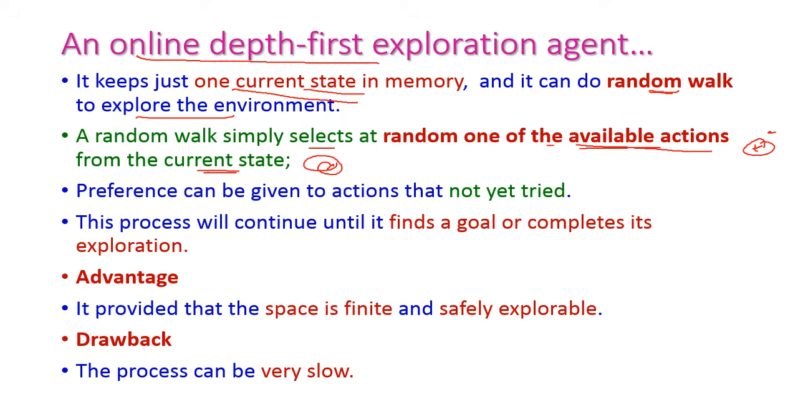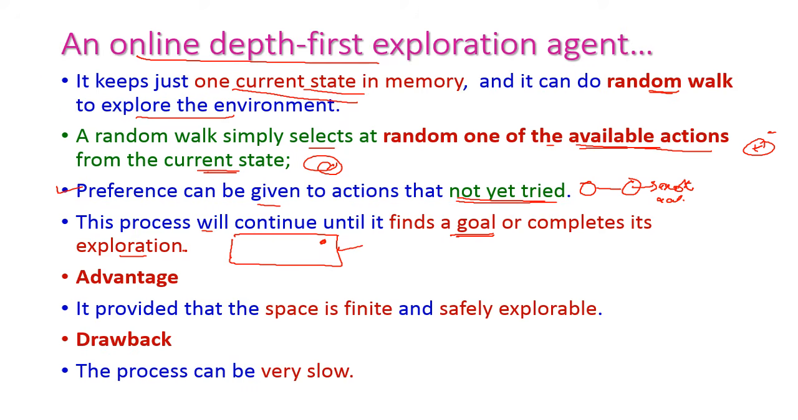Here the preference can be given to actions which are not yet tried. When it comes to the next state, it will try another action to get a new state. And this process will continue until it finds a goal in the environment or it completes the exploration of the current environment.